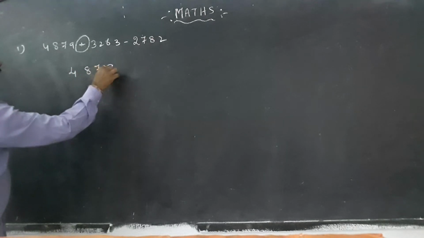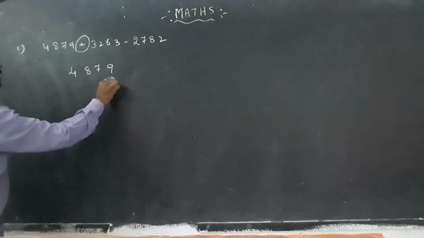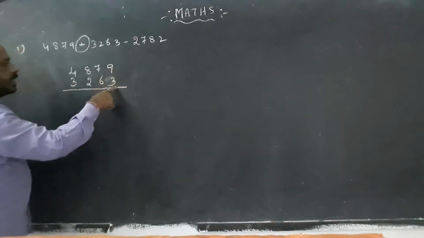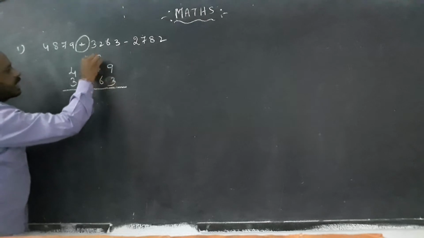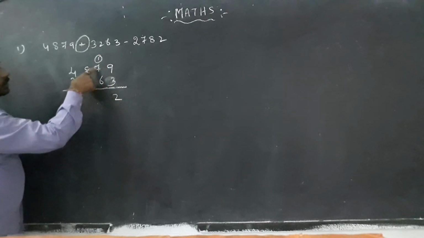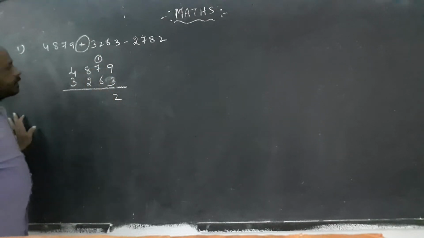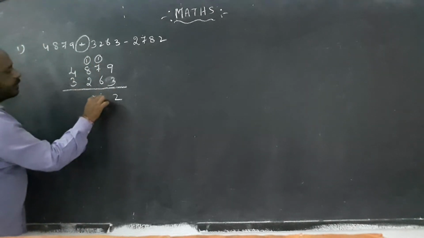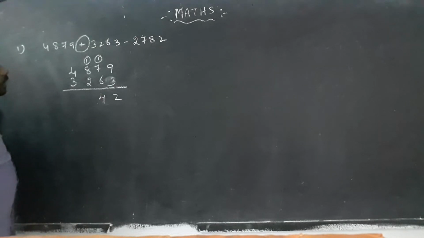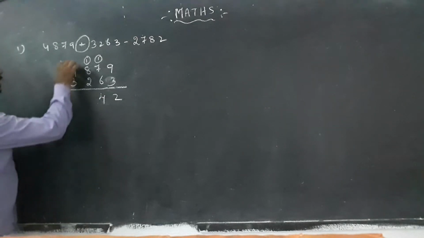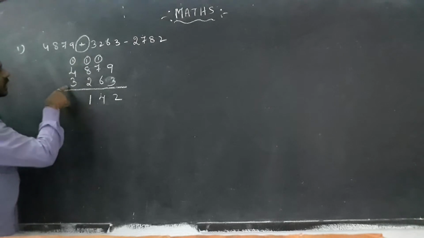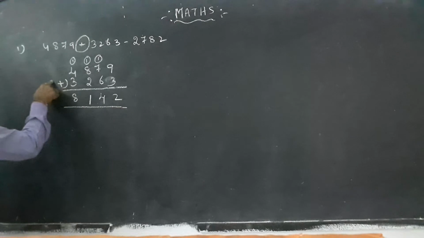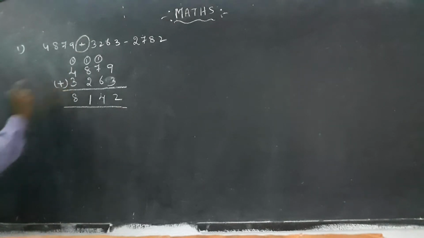4879 and 3263. Again, we add: 3 plus 9 becomes 12, carry 1. 7 plus 6 is 13, 13 carry 1 is 14. Again, carry: 8 plus 2 is 10, 10 plus carry 1 is 11, carry 1 down. 3 plus 4 is 7, 7 carry 1 is 8. How much did we get? First, the addition symbol is there, so I applied the addition symbol.